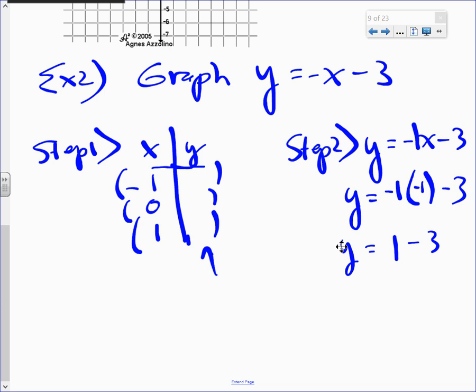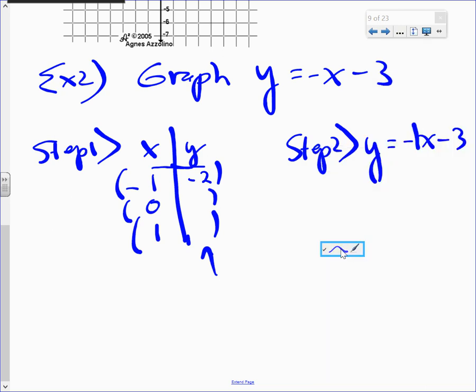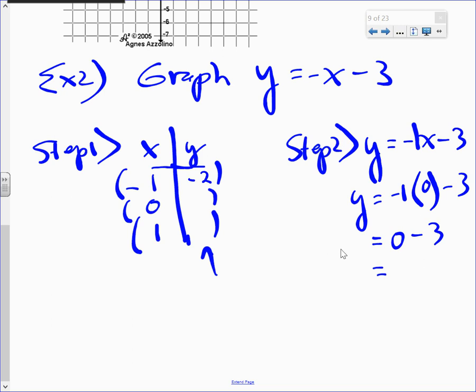Just FYI. 1 minus 3, what does that become? Nice. Negative 1, negative 2. There's our first ordered pair. Next x value in line. Y is negative 1 times 0 minus 3. Negative 1 times 0, anything times 0 is 0. 0 minus 3, that's 0 plus negative 3, that's a negative 3. Sweet. There's our second ordered pair. We're rocking and rolling.